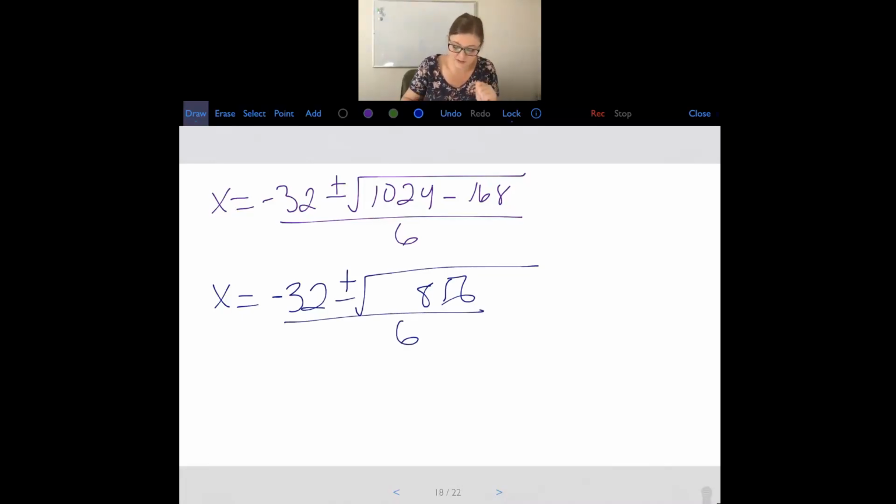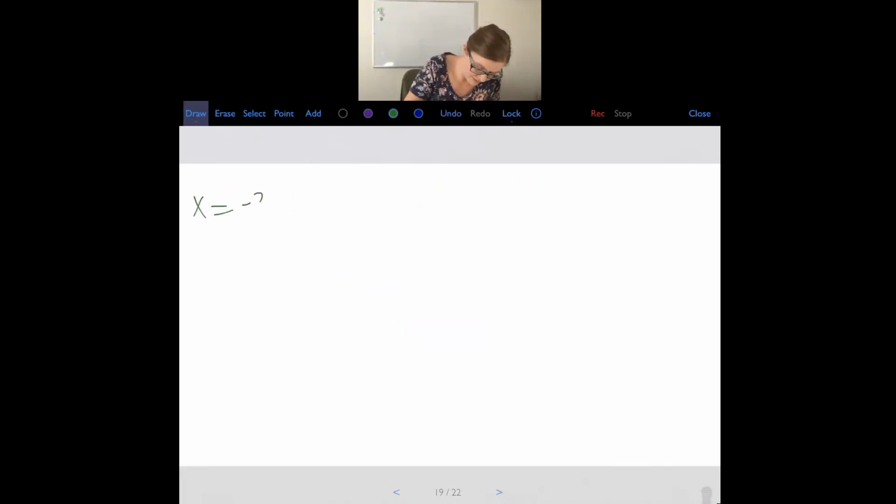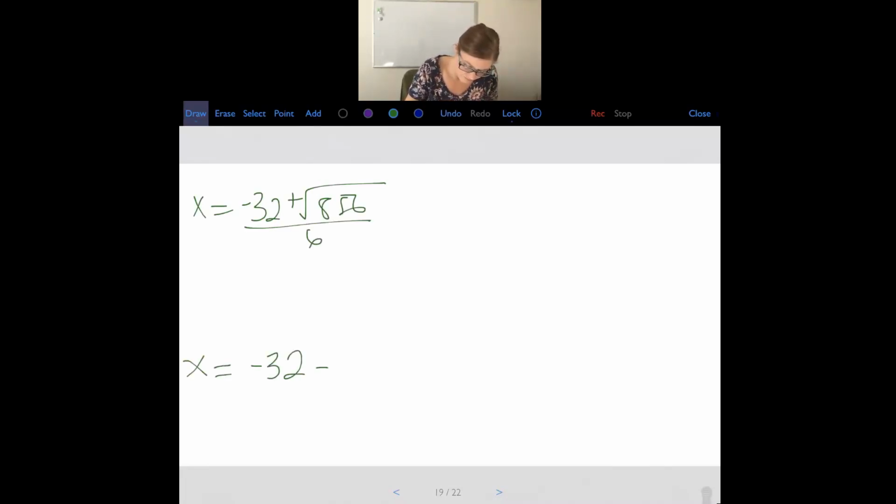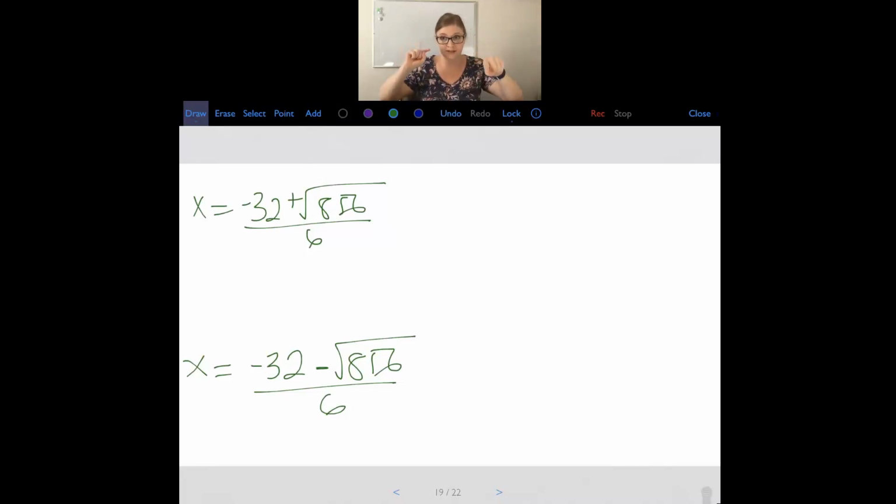Okay, and so I'm going to go to the next slide and show you what our two answers end up being. So we have x is equal to negative 32 plus the square root of 856 divided by 6, and we have x is equal to negative 32 minus the square root of 856 divided by 6. When you put this in your calculator, you have to be very, very careful. So there's a couple of options. If your calculator has a fraction button, you can click the fraction button, put in the numerator, put in the denominator, and hit equals. If you're using a Texas Instruments like I have, there's a couple of options.